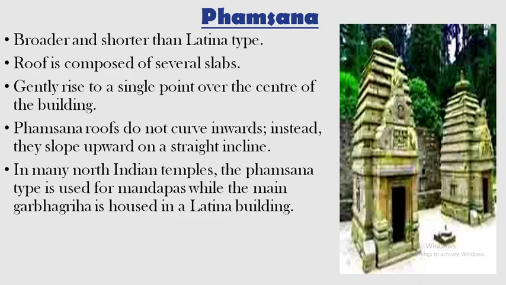Second is the Phamsana. This is quite broader, but it is also shorter. The roof will comprise several slabs. It gently rises to a single point over the center of the building. It will not curve inwards like the Latina type. It will slope upwards on a straight incline. In many North Indian temples, the Phamsana type is used for mantapas, while the main Garbhagriha is housed in the Latina building. So you can see the Phamsana type is used for the mantapas, while Latina will be housing the Garbhagriha. Okay, so this is the second.